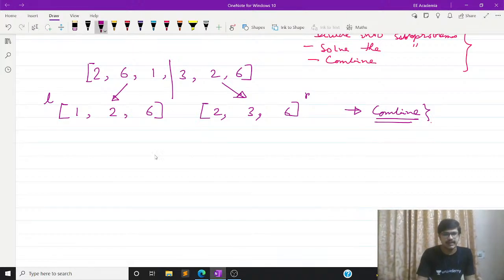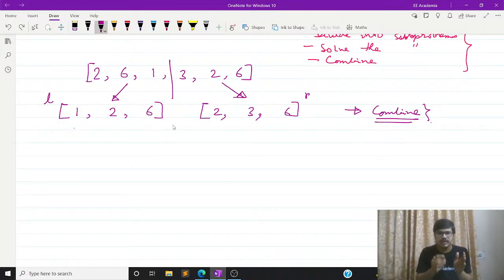Okay, so I will just tell you. What we can do here is, first of all, we keep two pointers here. First, we see that one is a smaller element. Let's go slowly and try to understand this.